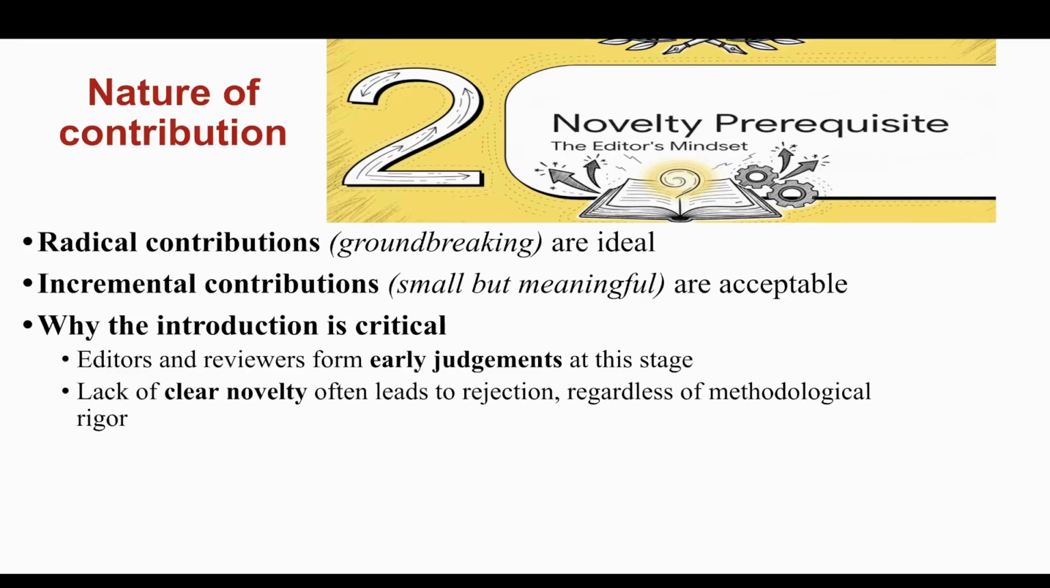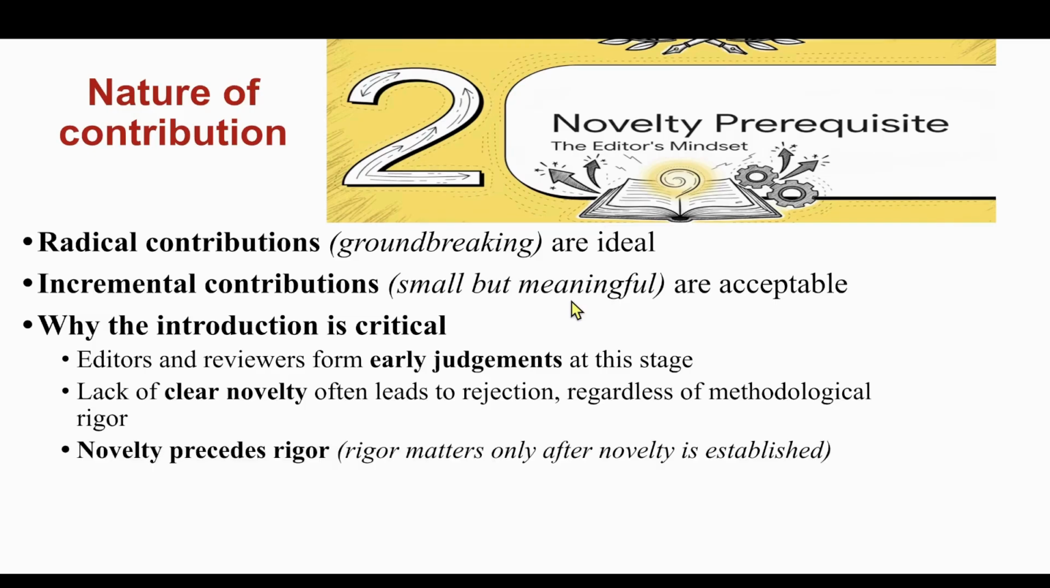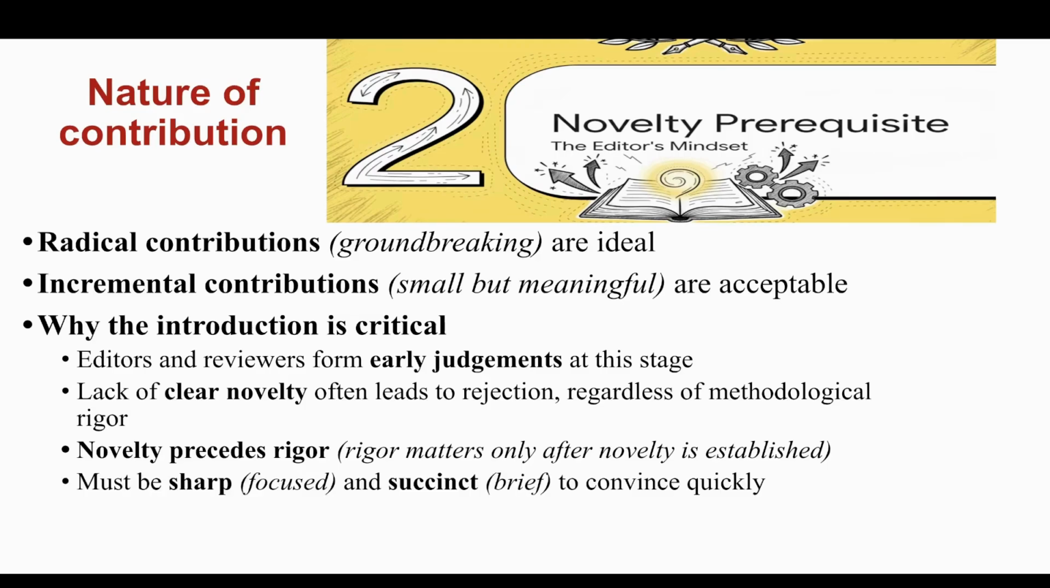So we have to check that it should either be groundbreaking or be very, very meaningful in the current scenario. Then comes the point that novelty precedes rigor. So we have to check how we can balance the novelty with the rigor. Rigor matters only after novelty is established. If your research rigor is very, very strong, but the novelty is not established, there are high chances that the paper will be rejected. So we have to balance both so that we can establish both novelty as well as rigor.